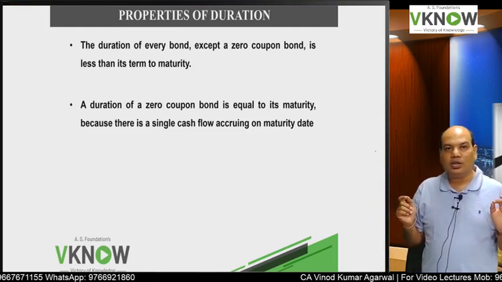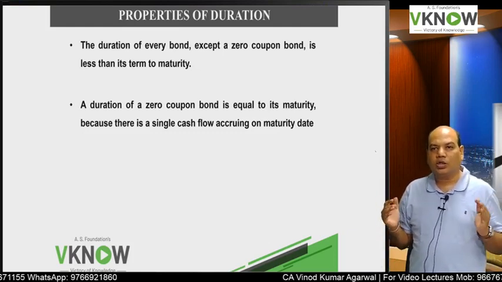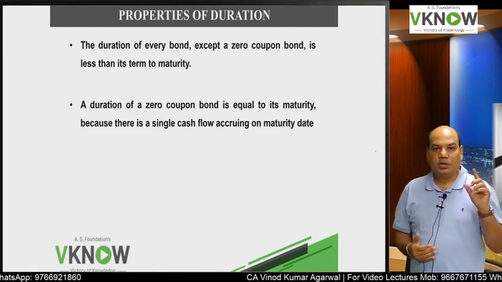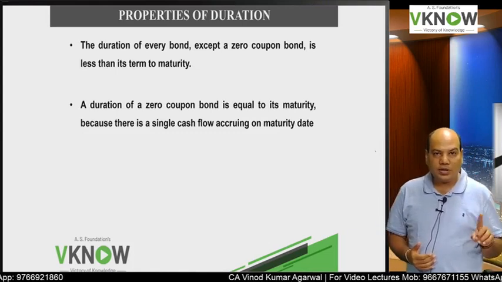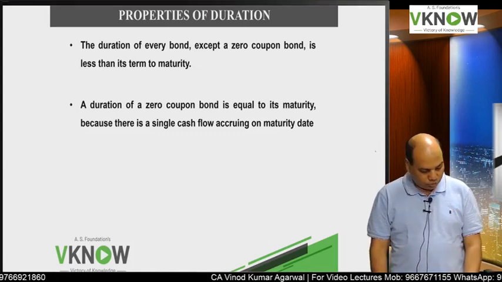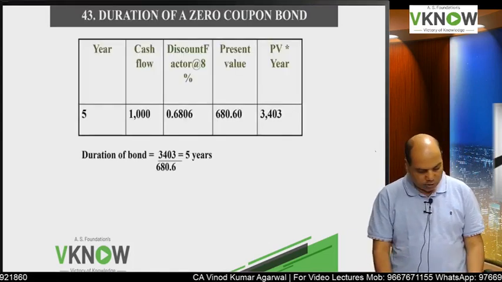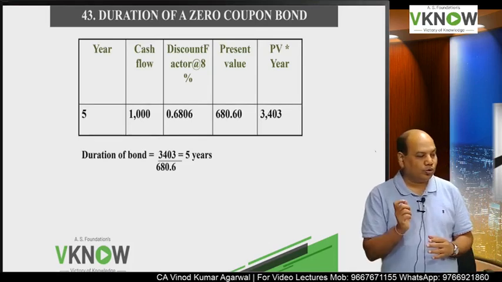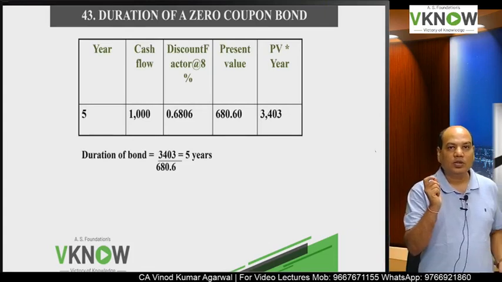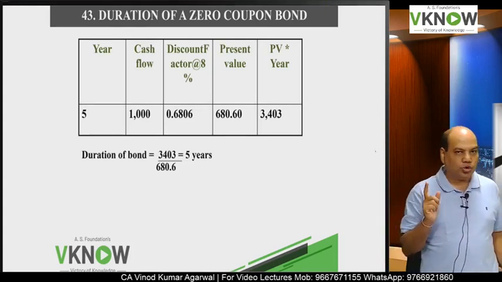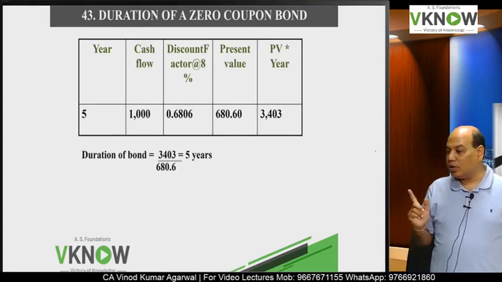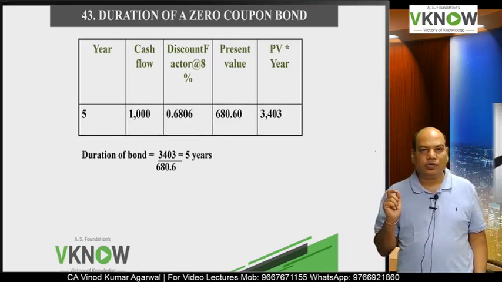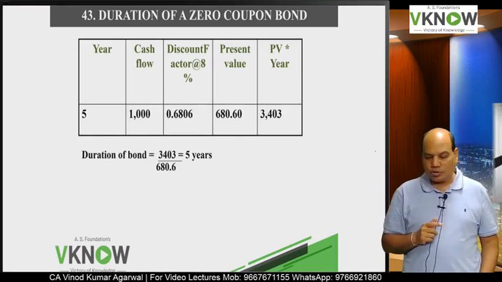In all other coupon paying bonds, all other bonds which pay coupon or some portion of principal, their duration will be less than its term to maturity. So come to question number 43. For the first and the last time, we are going to calculate duration of a zero coupon bond, just to show you. After that, don't calculate duration of a zero coupon bond. If it is a 5-year zero coupon bond, its duration is also 5 years.